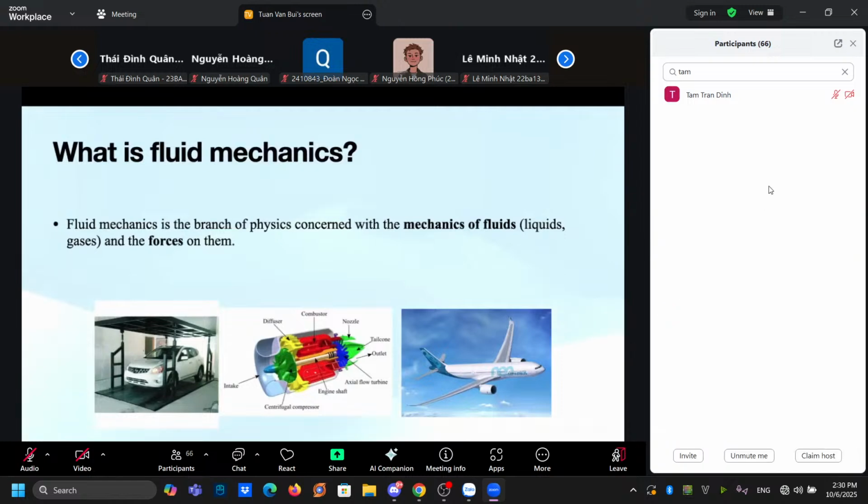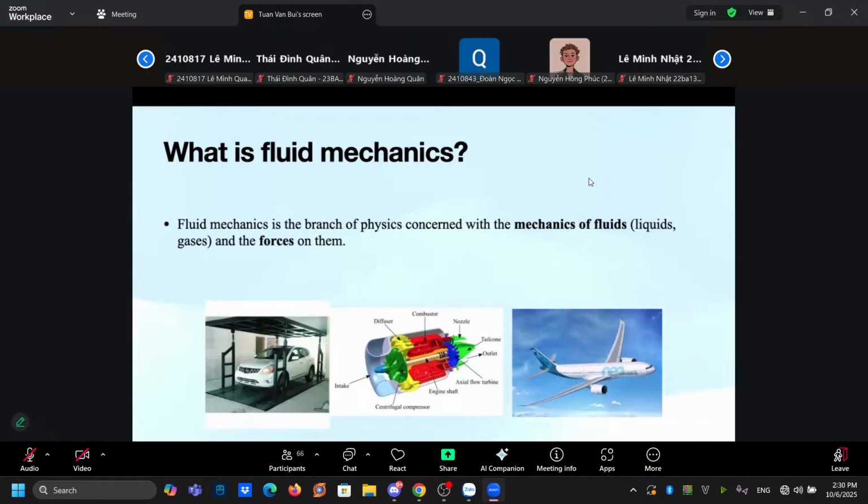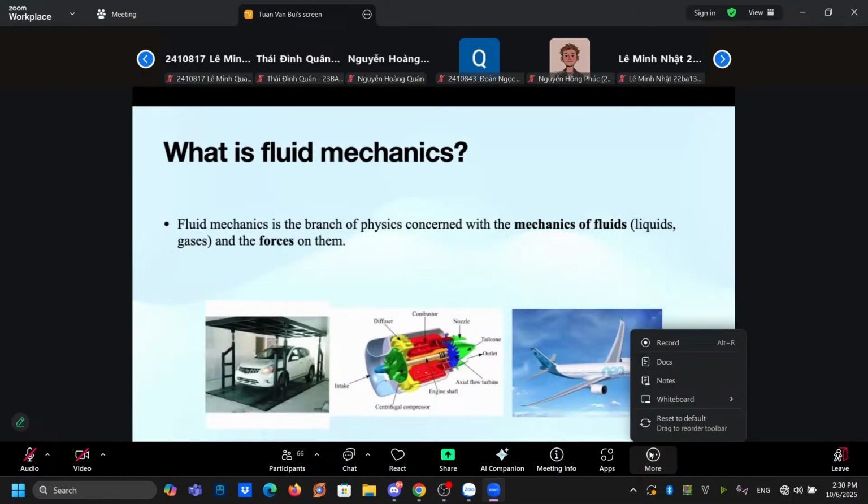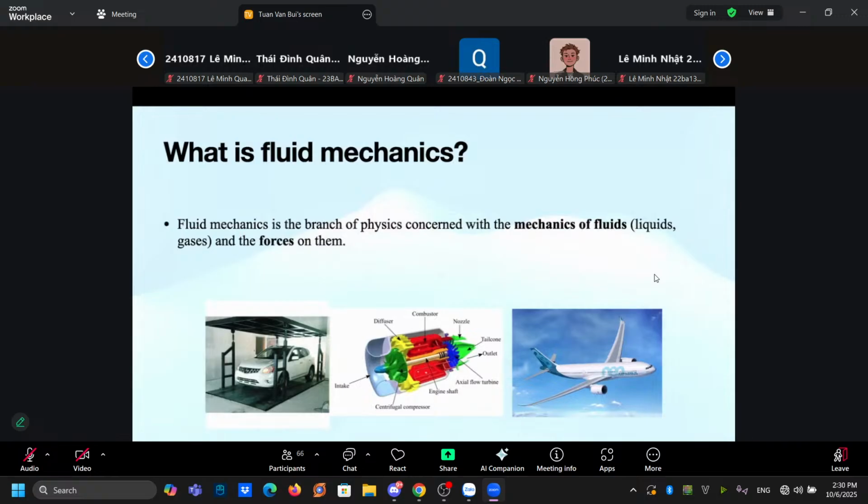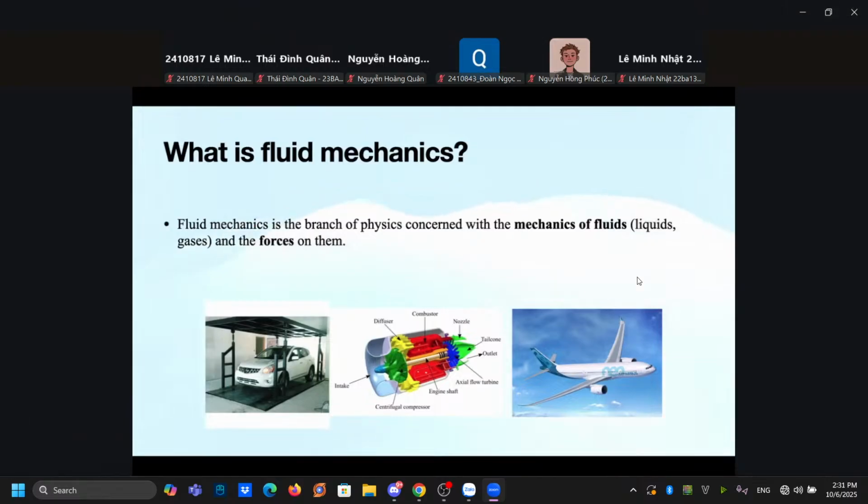Okay, so fluid mechanics is a branch of physics concerned with the mechanics of fluids. Remember that fluids are divided into liquids and gases, and then the forces on them. For this course, the old name in Vietnamese is cơ học chất lỏng, but actually the correct name should be cơ học chất lưu. Sorry for some French students, I want to explain a little bit for them, because if you just say cơ học chất lỏng, it means only liquid, but chất lưu also consists of the liquid and the gas.